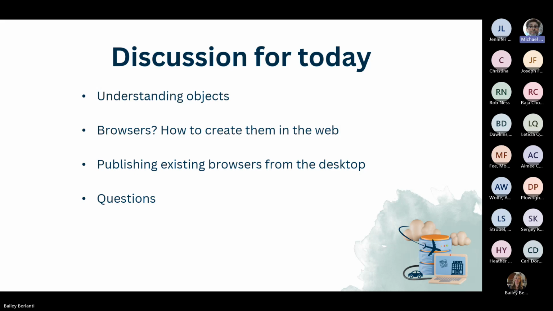When we talk about browsers in the desktop, we're going to be talking about reports in the web portal. So how do we create them in the web? We're going to be looking at that. Then we're going to talk a little bit about the desktop. We are going to look at existing browsers and what it takes for you to be able to publish something that you created in the desktop application so that people who are using the web environment can have access to that. And then we're going to open it up for questions.